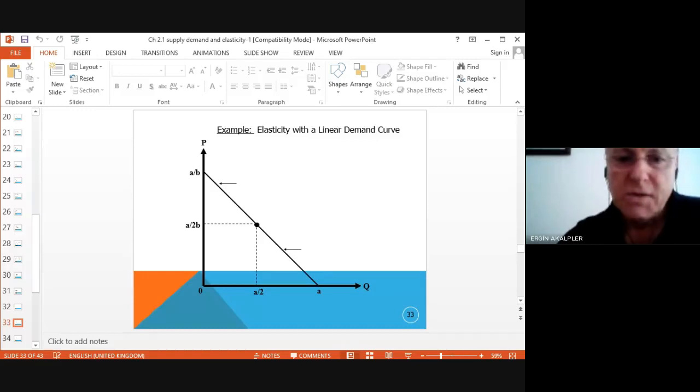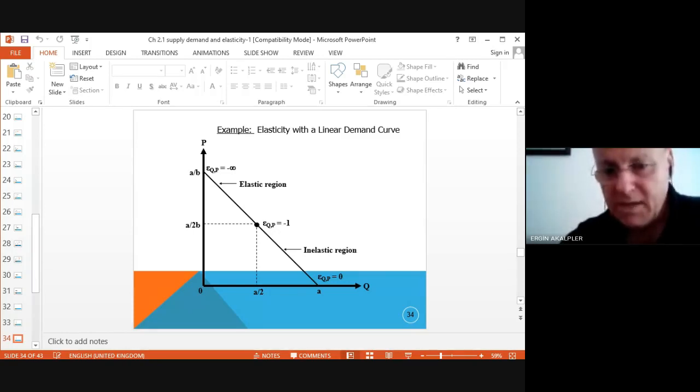The midpoint here is half of it, A over the choke price, and if it is 2B, then, of course, as you see, this is the elastic region. Here is the inelastic region. After this elasticity of -1, below it, between 0 and -1, is inelastic, and above -1 to minus infinity is the elastic region for the linear equation.